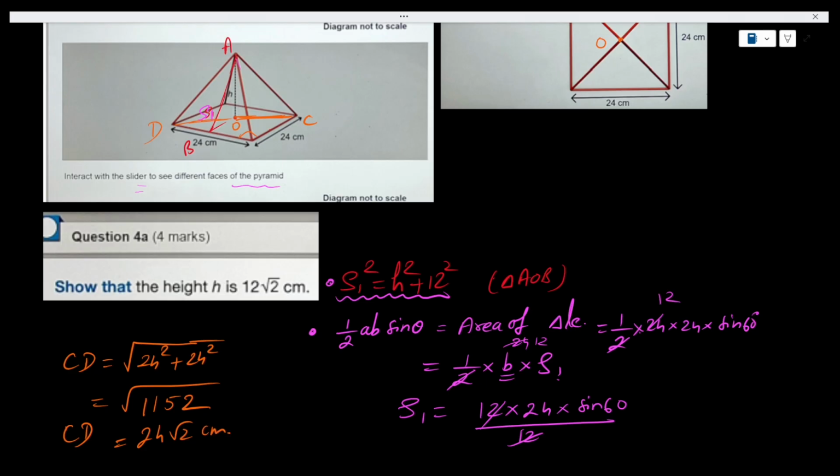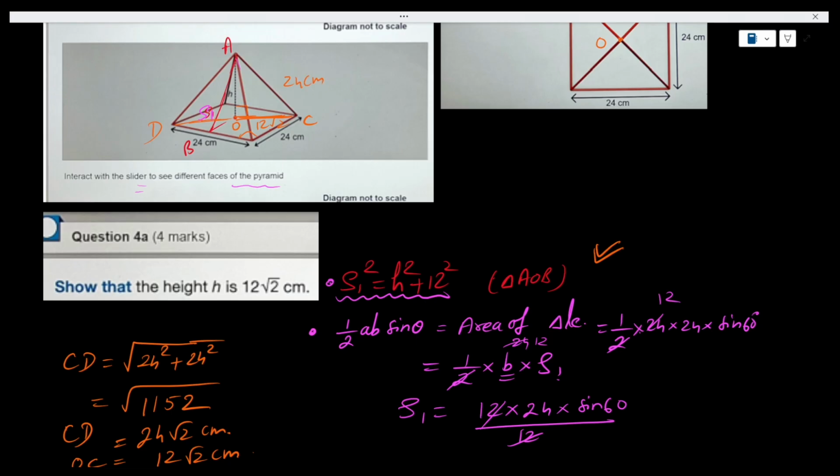Now what is going to be the OC length? So this is one method you can use, this is another method. So OC length is going to be 12 root 2 centimeter. Now if you have here 12 root 2 centimeter, this is already 24 centimeter.